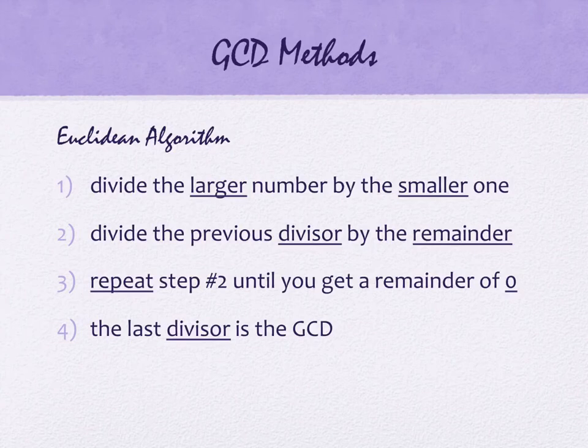With the Euclidean algorithm, you divide the larger number by the smaller number. And then you divide the previous divisor by the remainder. You repeat step 2 until you get a remainder of 0. The last divisor is the greatest common divisor. Feels very unusual. So let me show you how it actually works.